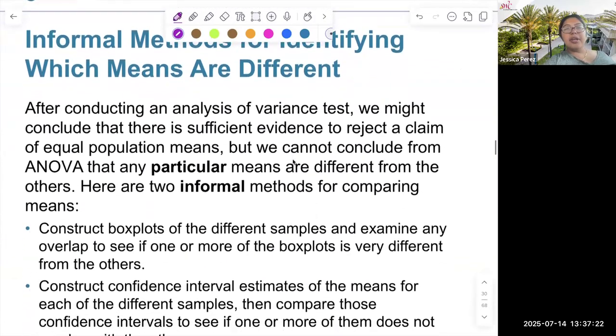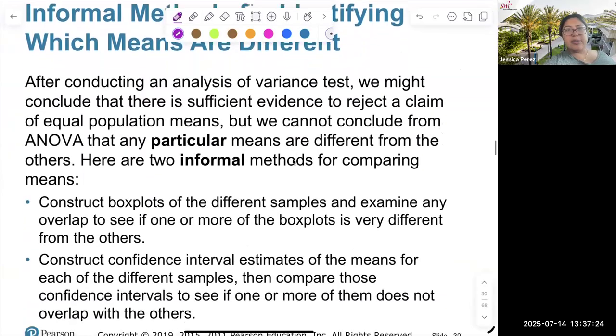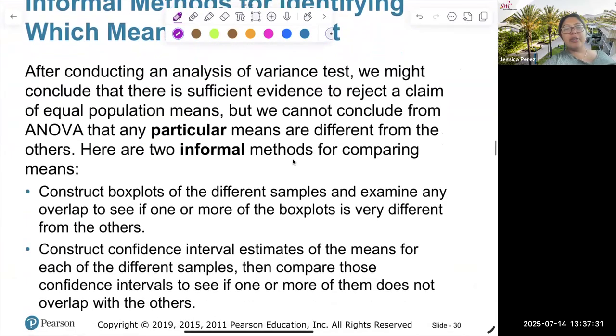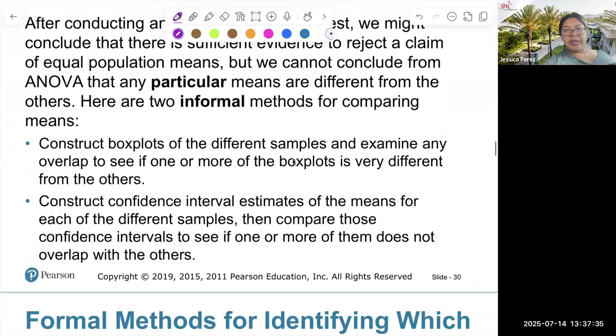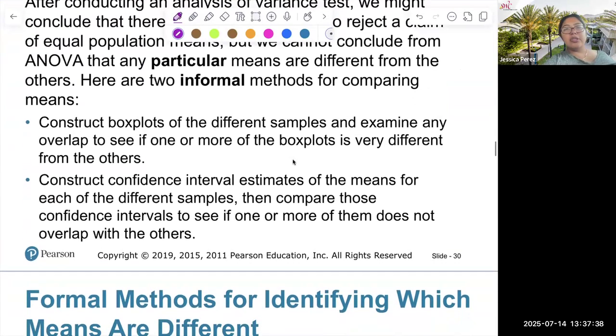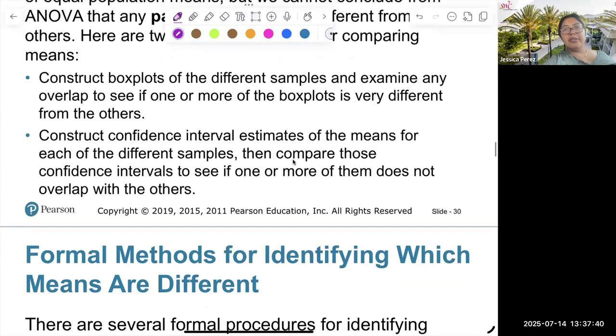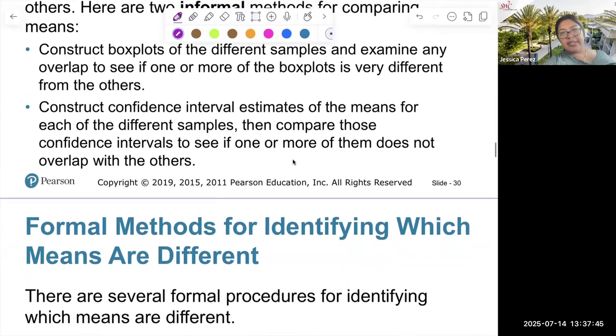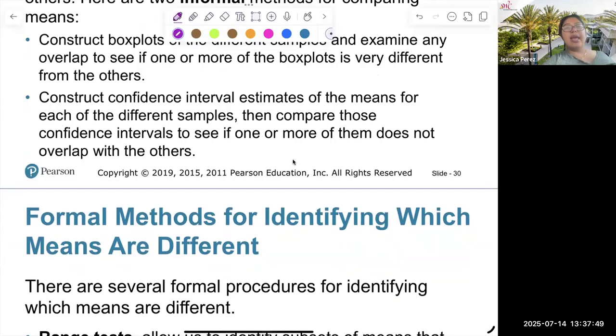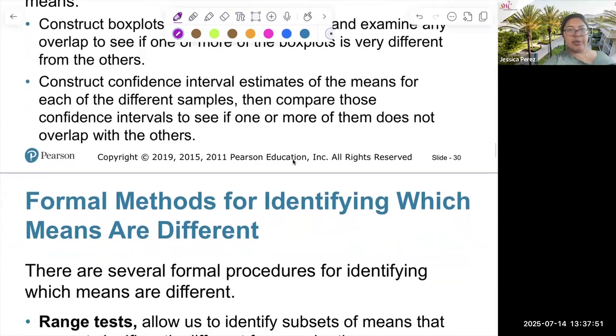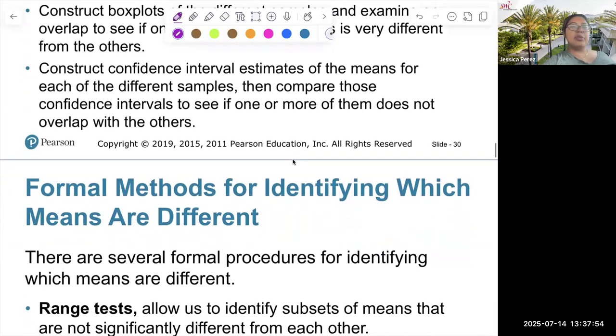So what does this mean? After conducting an analysis of variance test, we might conclude that there is sufficient evidence to reject a claim, but we cannot conclude from ANOVA that any particular means are different from another. Here are two informal methods for comparing means. We can construct a box plot of different sample values to examine the overlap, or we can construct confidence intervals that estimate the means from the different samples, and then compare those confidence intervals to see if one or more of them do not overlap.